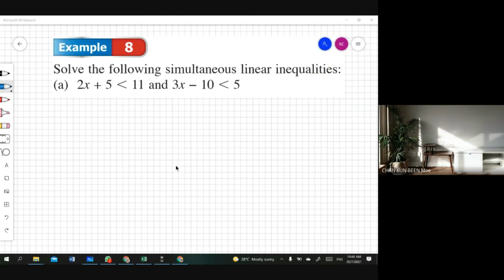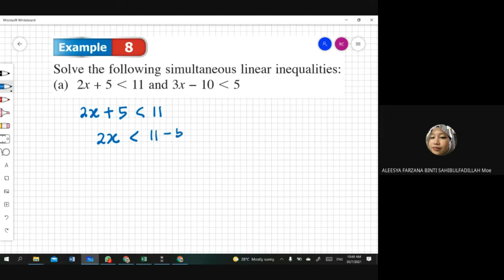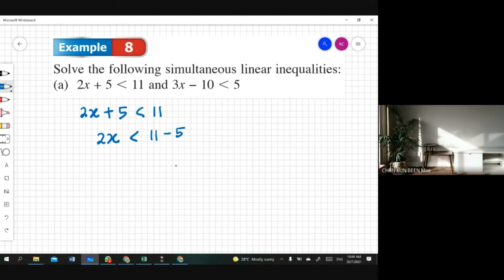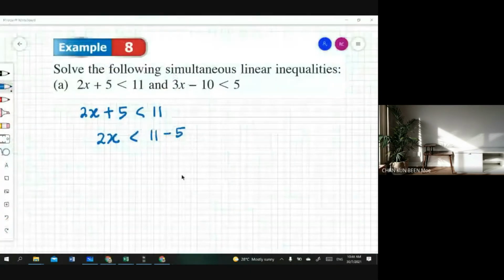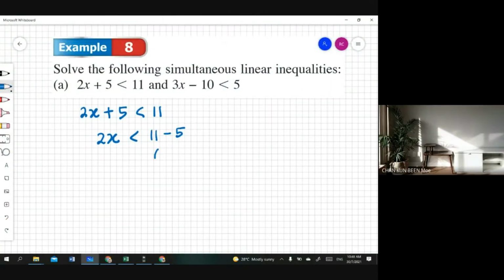Okay, 2x + 5 is less than 11. So we are going to find the value of x over here, which means 2x is less than 11 minus 5. Right? So how much is 11 minus 5? 6. Very good. So 2x is less than 6.